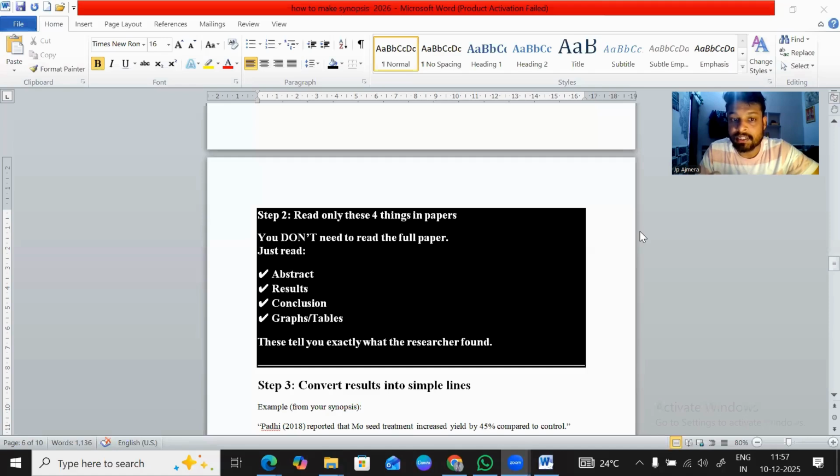Step number two, read only these 4 things in a paper. You don't need to read the full paper. Just read the abstract, results, conclusion, and graphs and tables.